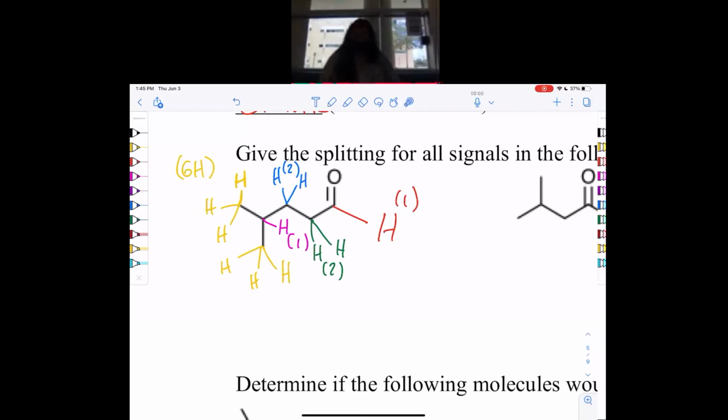So altogether we have 1, 2, 3, 4, 5 hydrogen signals, and we're going to go through and do the splitting for each one, starting with the red one. Okay, two people asked really great questions, so let's answer both.